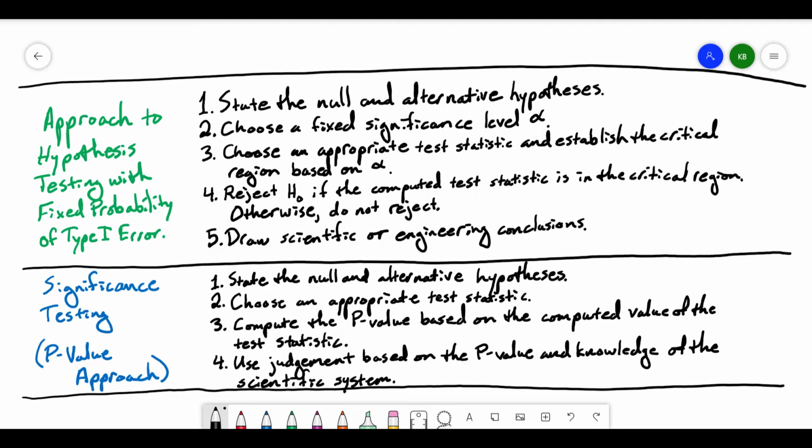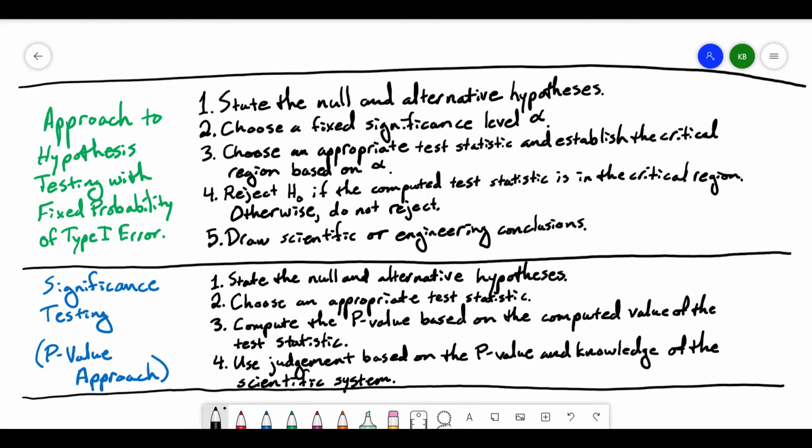Then you're going to choose an appropriate test statistic, and you're going to establish the critical region based on the alpha value. Then you're going to reject the null hypothesis if the computed test statistic is in the critical region. Otherwise, you're not going to reject it. You're going to fail to reject. And then finally, the 5th step is to draw scientific or engineering conclusions based on having rejected or failed to reject the null hypothesis. Now, if instead you take the p-value approach, you're going to go through 4 steps.